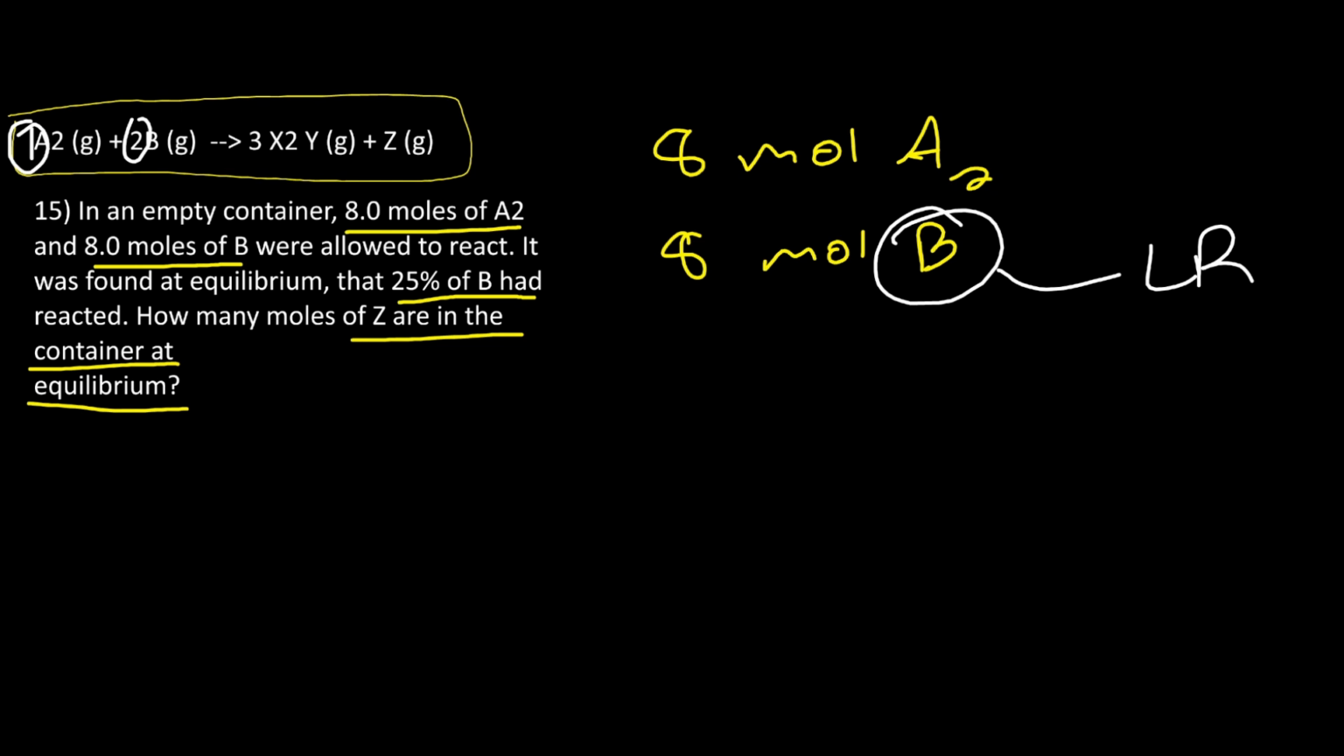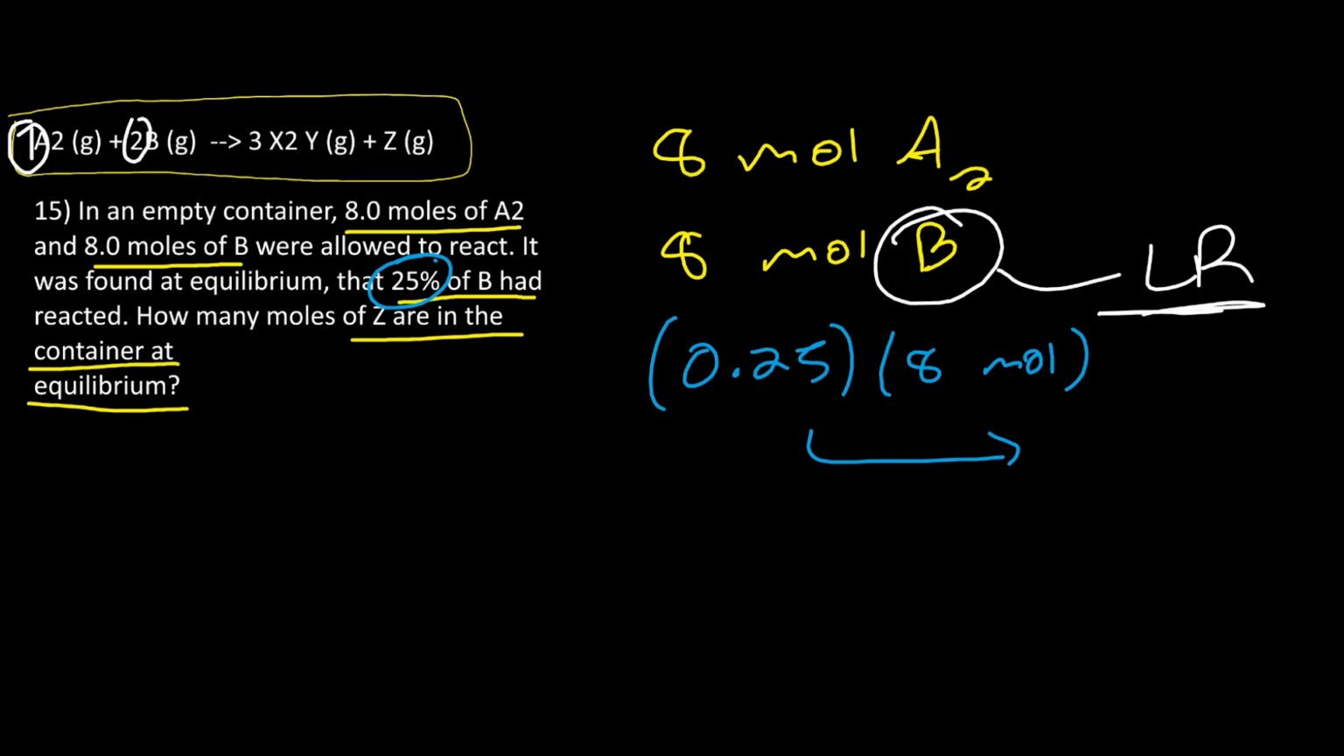Now that we know that B is our limiting reactant, we can base all of our stoichiometric calculations off of the reactant B. And we know that based on the information given, only 25% of B actually reacted. So we're going to do 0.25 times 8 moles to find how much actually reacted, and that is equal to 2 moles of B. So we now know that 2 moles of B actually reacted in the reaction.